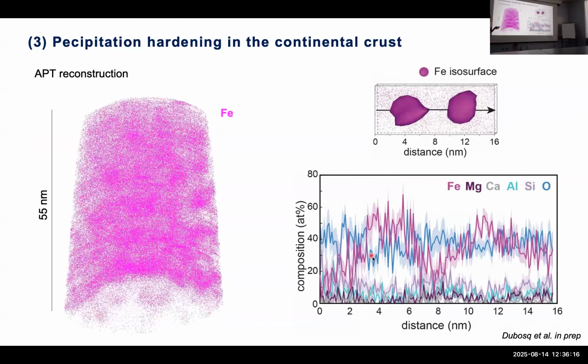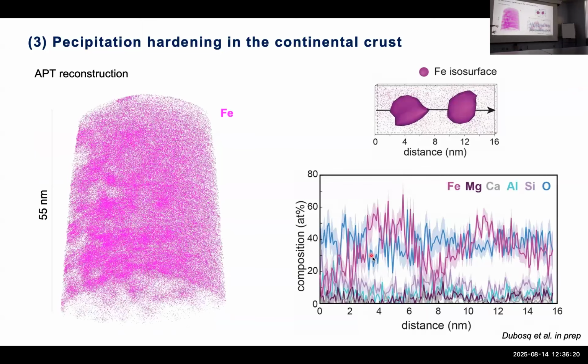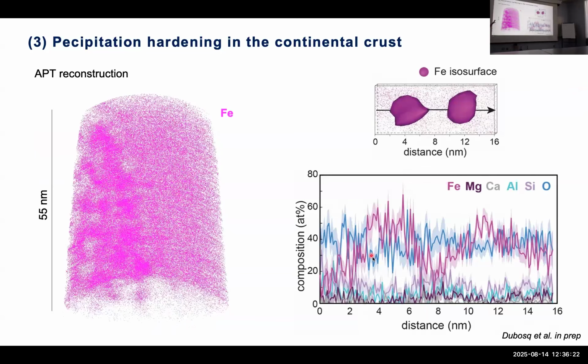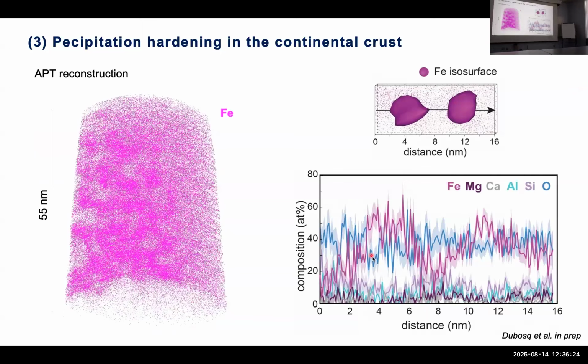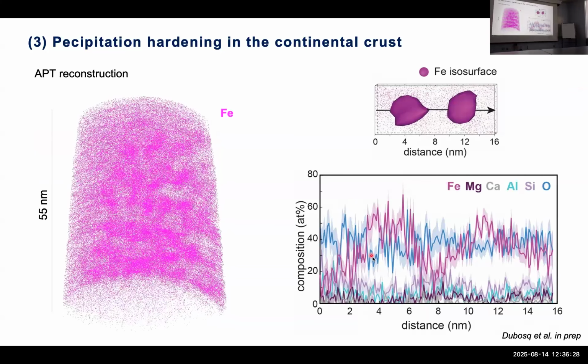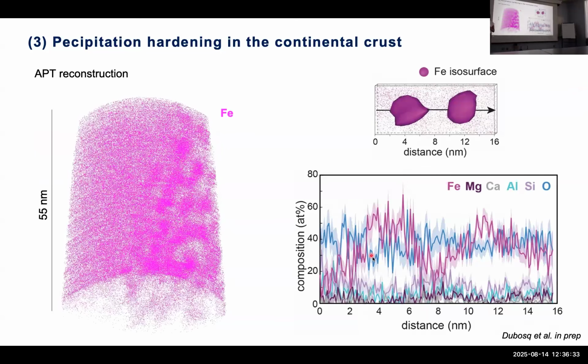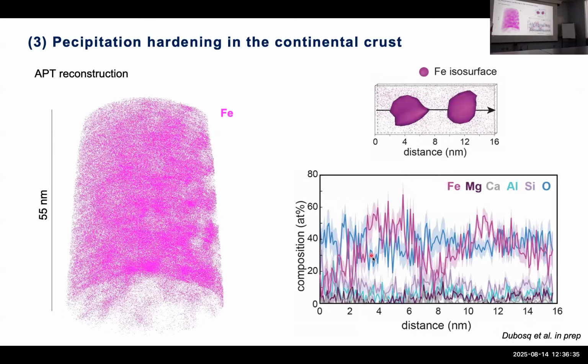It was completely unexpected. And what we noticed is that, so this is the distribution of iron ions. And iron seemed to form these regularly spaced planar arrays of iron nanoclusters. So this is very similar to the precipitation hardening example that I showed you earlier.